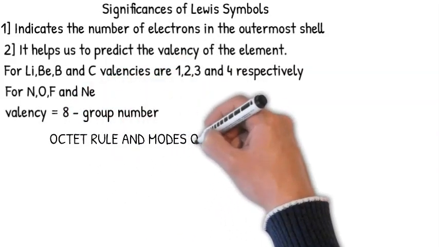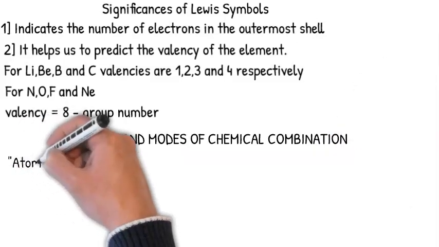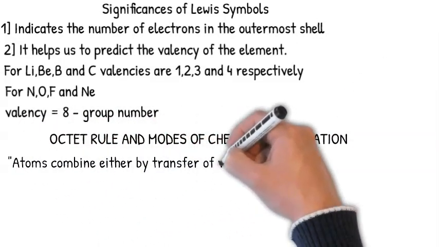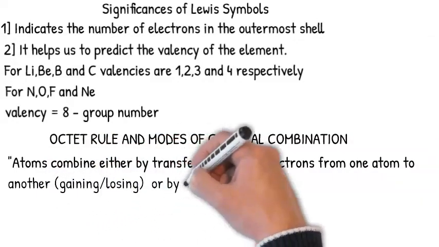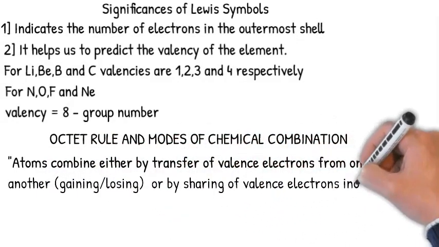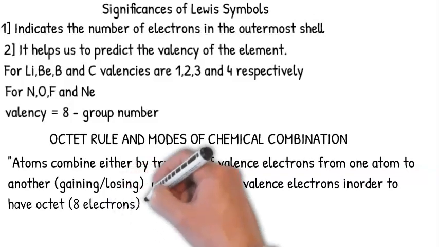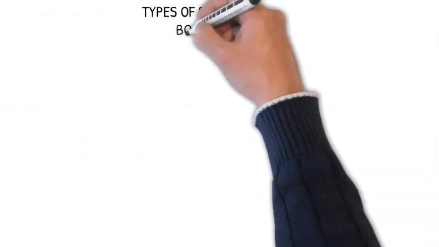Octet rule and modes of chemical combination. Atoms combine either by transfer of valency electrons from one atom to another, gaining or losing, or by sharing of valency electrons in order to have octet, 8 electrons in their valency shell. Types of bonding.